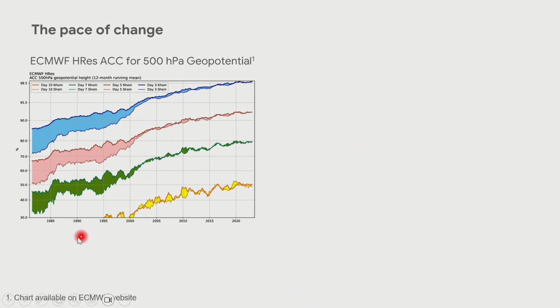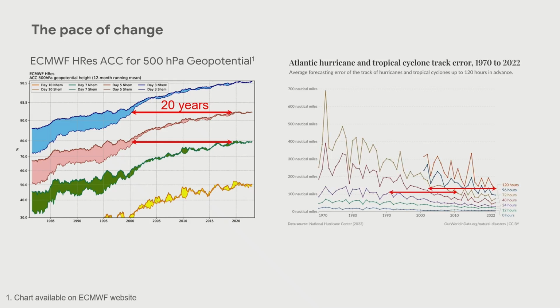And the x-axis here is years, going from 1980 to now, 2025. What's being plotted is the 3-day, 5-day, 7-day accuracy or skill of these forecasts in blue, in pink, in green. And what you basically see is a rough trend. To get the accuracy at 5 days that you used to have at 3 days out takes about 20 years of research progress in the field. And we can look at other metrics as well.